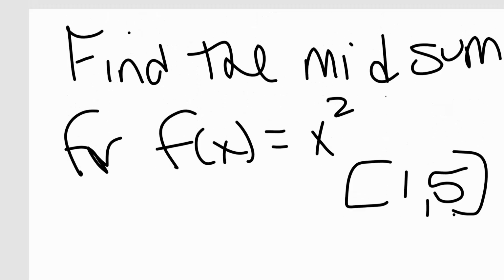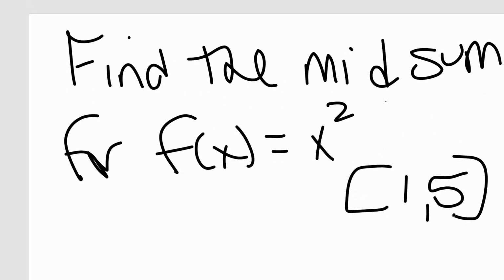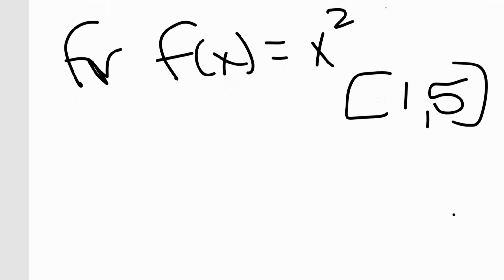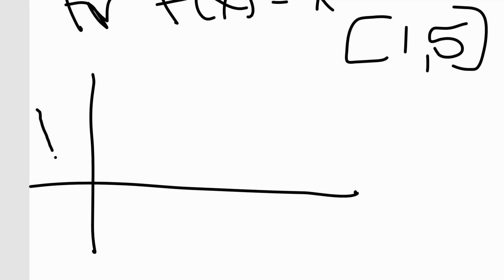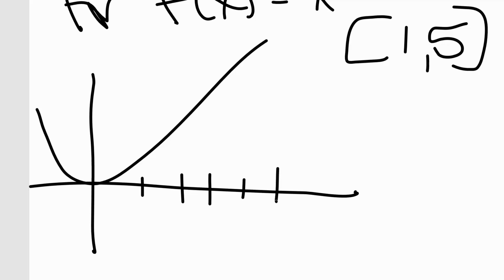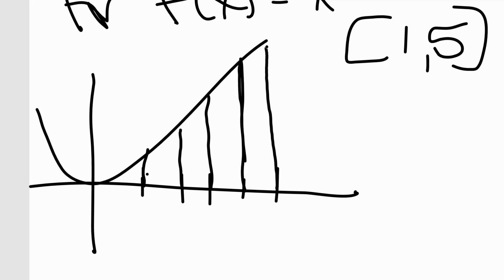Okay, so what I mean by mid-sum now is you're going to take the x value in the middle of the base of your rectangle. So as we did before, we're going to draw it. All right, so x squared is a parabola, looks like that. 1, 2, 3, 4, 5. All right, so draw our walls up. I draw worse on here than I do on the board.